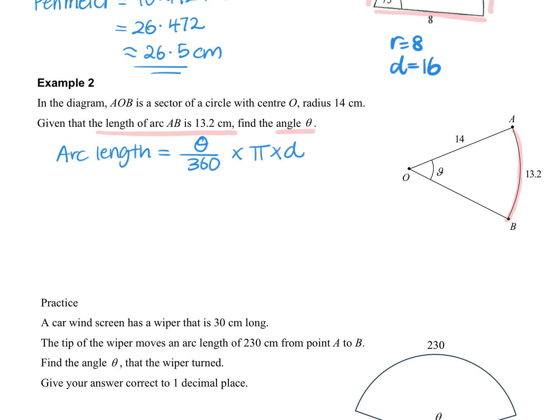Okay, then given this formula that I have, remember the formula already, right? What we are going to do now is replace the values. The arc length was given to me as 13.2 cm, so I replace the arc length with the number 13.2 cm. Theta is the angle that we do not know, so we're going to keep it as theta. Still 360 degrees times pi times the diameter. The radius is 14, so the diameter is the number 28.